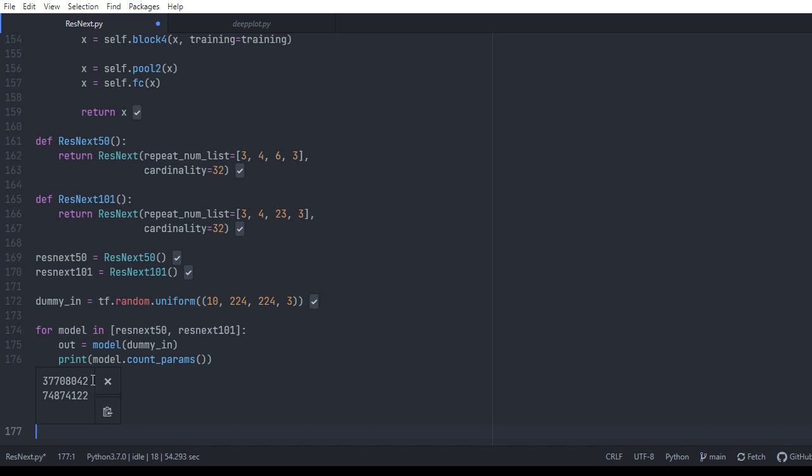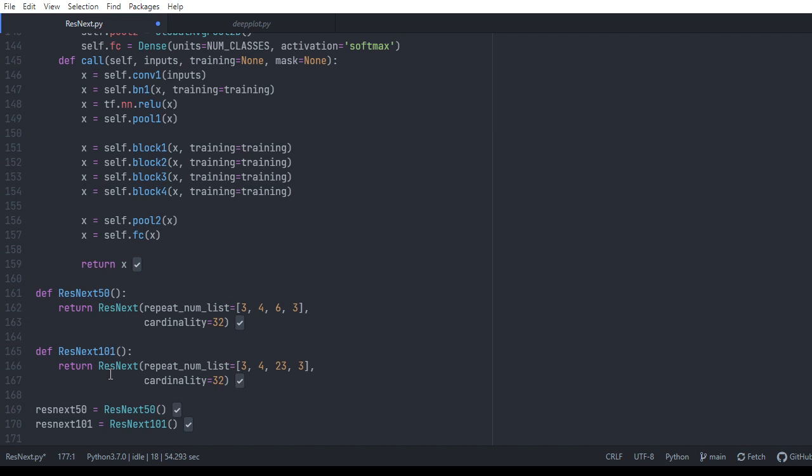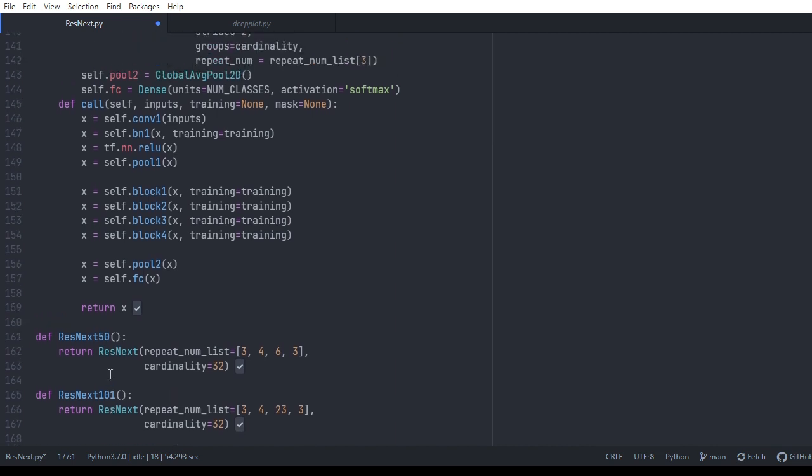So you see that here for the ResNext 50 we have about 37.7 million parameters, and then for the ResNext 101 we have 74.9 million parameters. As simple as we had started this one, now we have ended this video, and we see that it does not take a rocket scientist to understand the architecture of ResNext.